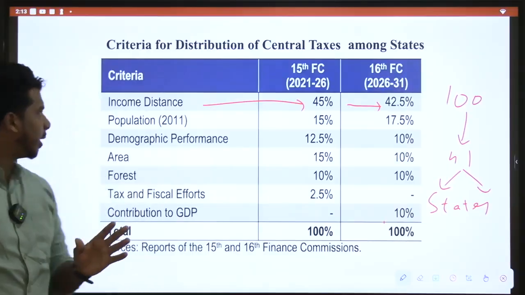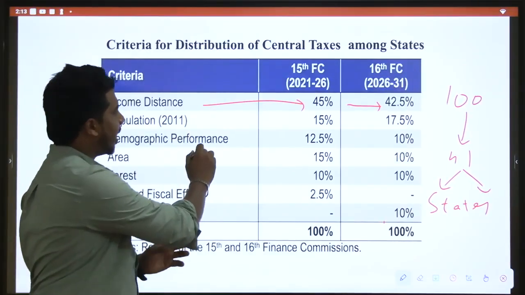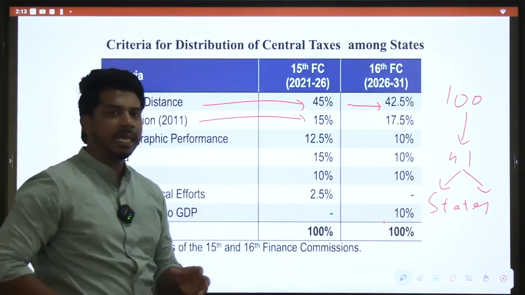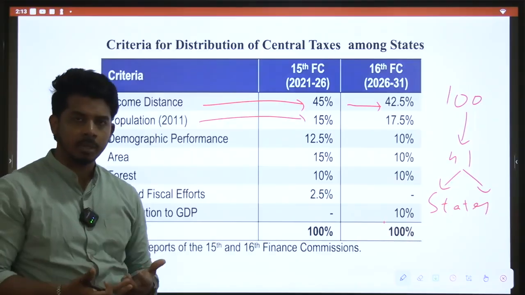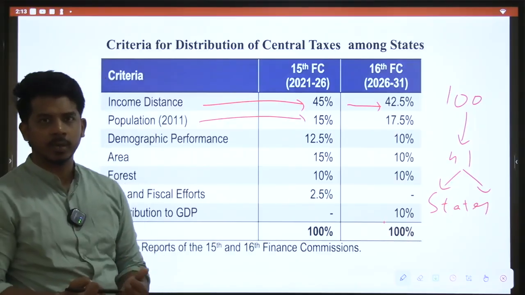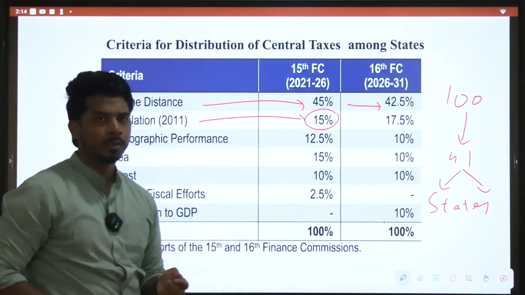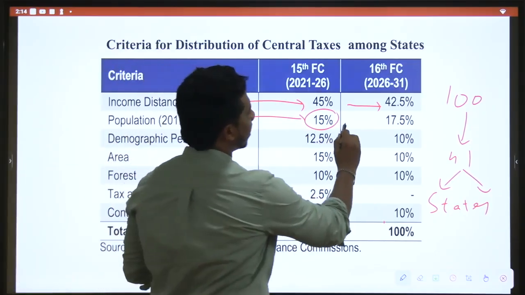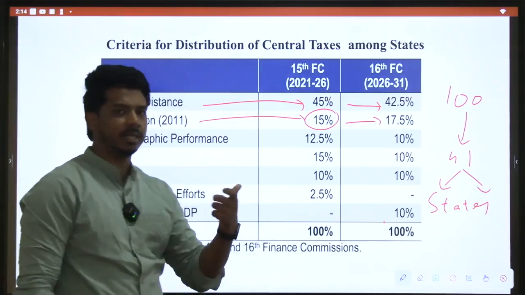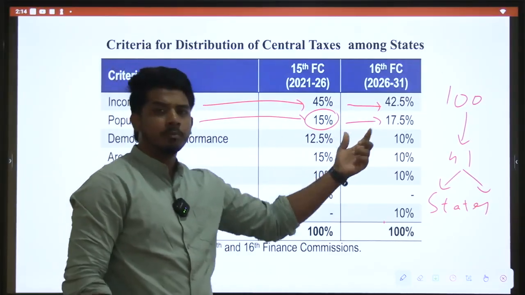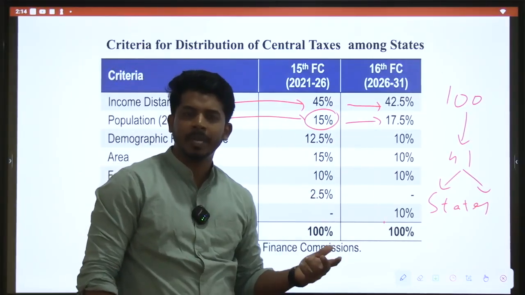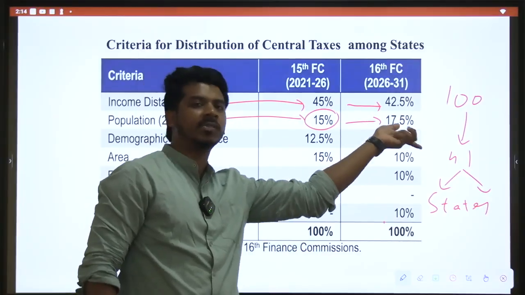Then comes the population. States having higher population will receive a higher amount. States having lower population will receive a lower amount. The weightage for the population is 15%. Here you can see the weightage for the population has increased. That means most populated states like UP, Bihar will receive more as per this formula.